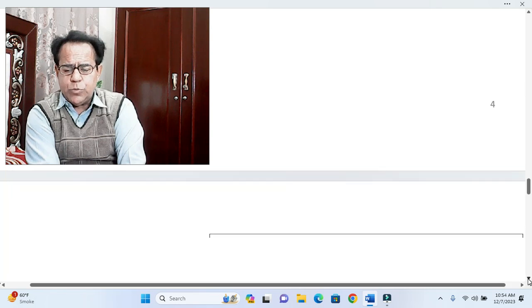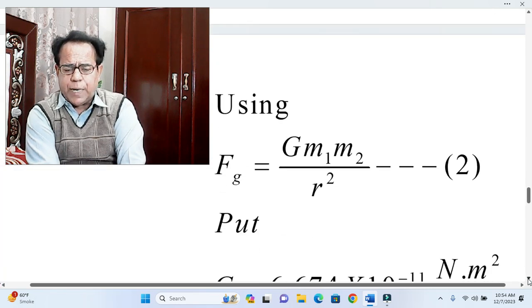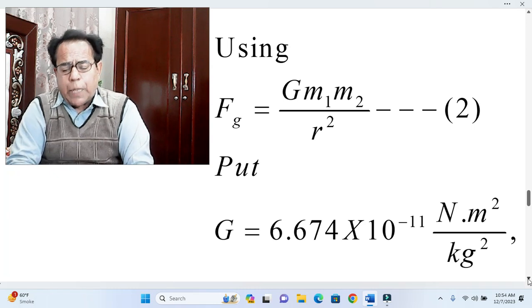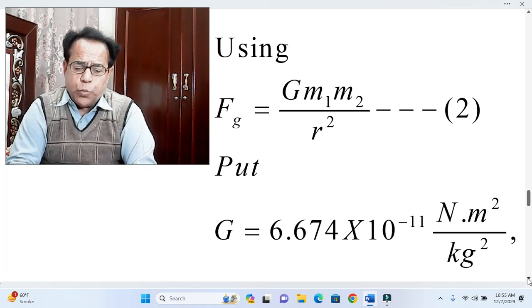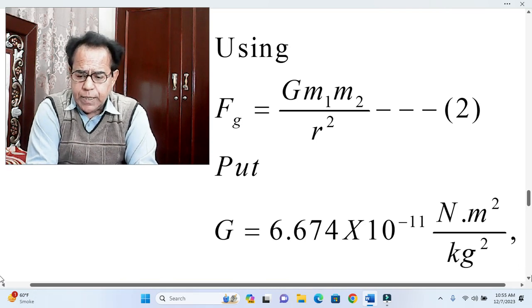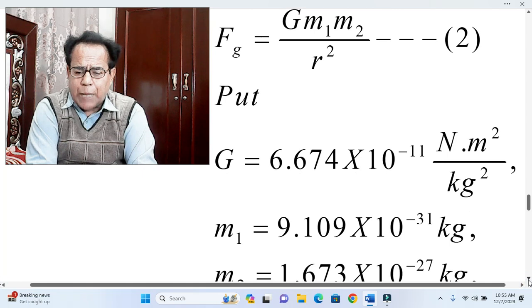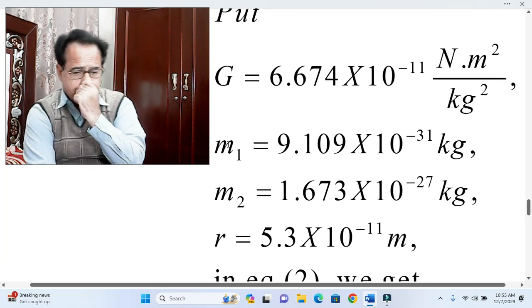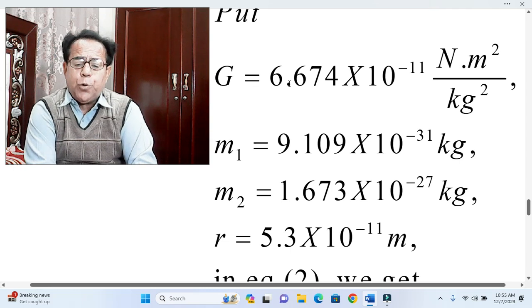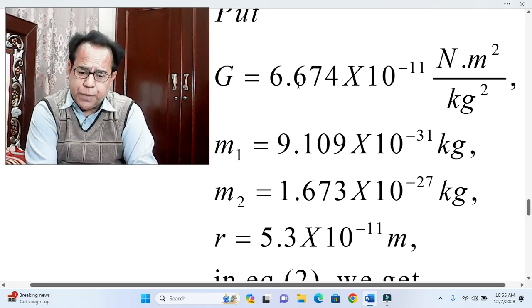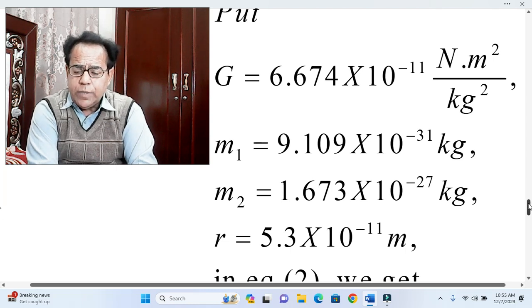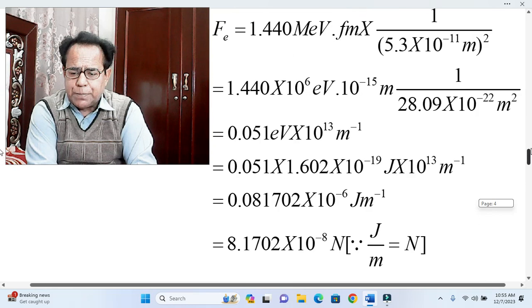Force has unit newton. Now dear students, we are going to the other part, that is gravitational force. Using gravitational force Fg equal to capital G m1 m2 over r square, equation number 2, put G equal to this, m1 equal to this, m2 equal to this, and r equal to this. Actually, this value of the gravitation constant G is provided in the snapshot which we included in this problem. Radius r is given in the statement. Now we come towards m1 and m2. What are m1 and m2? For this purpose, we once again go back to our snapshots.